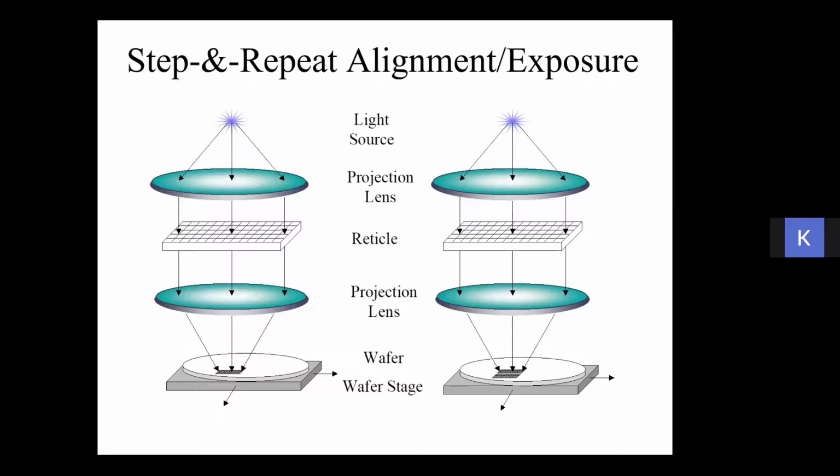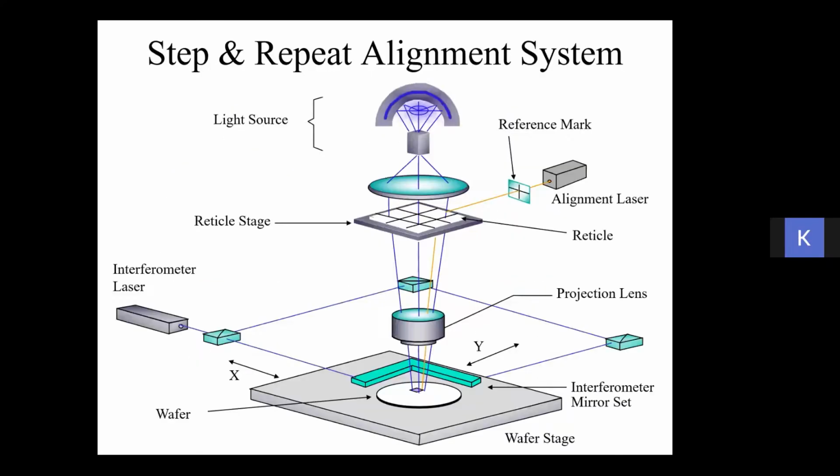So the same patterns can be exposed in the whole region of the wafer, and you will have the same type of chip design on the whole wafer. So in a single go, you can have a lot of chips in an 8 or 12-inch wafer. So that is the main advantage of this step and repeat alignment exposure system, and that's why these are mainly used nowadays.